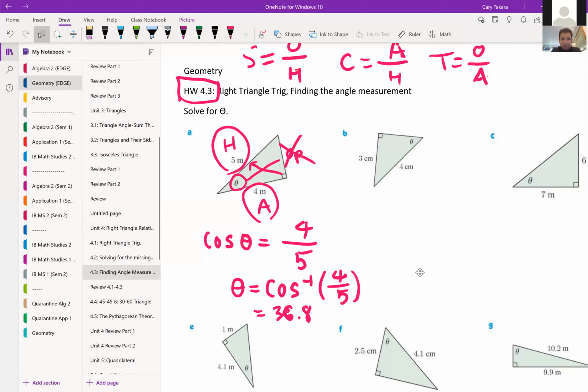So again, everybody label it. Identify the correct function. Then let's use inverse. Very good. Hey, Keegan, I'm going to put you on the spot. Can you hear me? Keegan, which function are we going to use for this one? Is this a sine, cosine, or tangent?